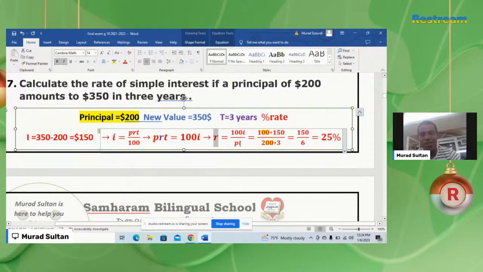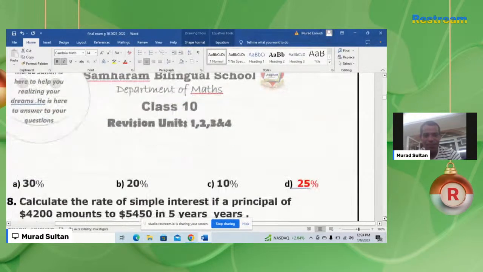You can use a calculator here. But make sure that you write R as 100 times I divided by PT. It's very important. PT, don't forget about this. Okay, thank you. Now we move to the next part.